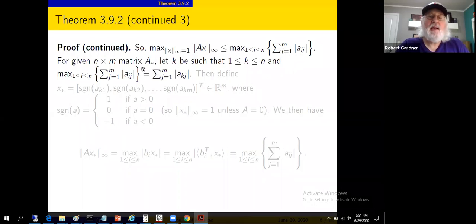All right, given, say, an n by m matrix, let's call it A star. We're going to manipulate it a particular way. Let K be such that when we take this maximum, it's attained in the kth row of matrix A. What we're doing is summing up absolute values in the ith row and choosing the biggest of those. Well, one of them's the biggest, denoted by this thing here, so I call it the kth one. I'm still stuck with summing over the j's inside. So I'm saying the kth row is the row of matrix A of maximum L infinity norm.